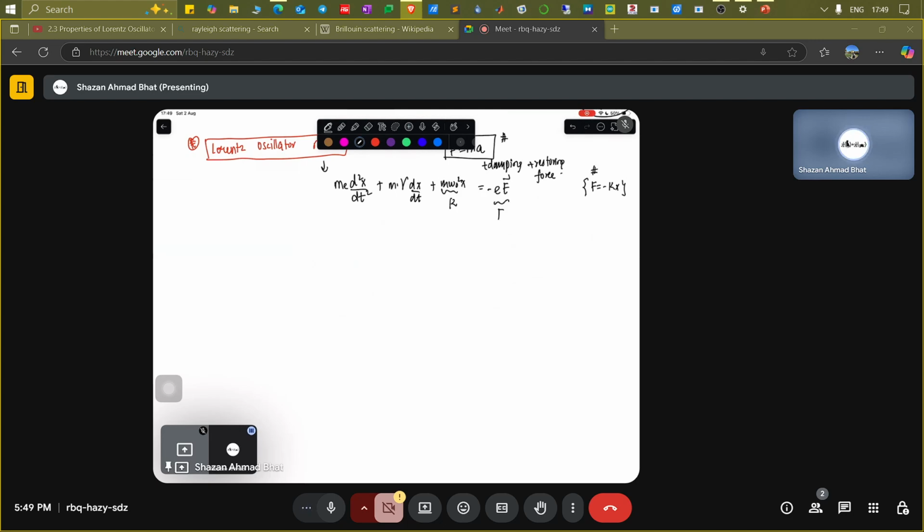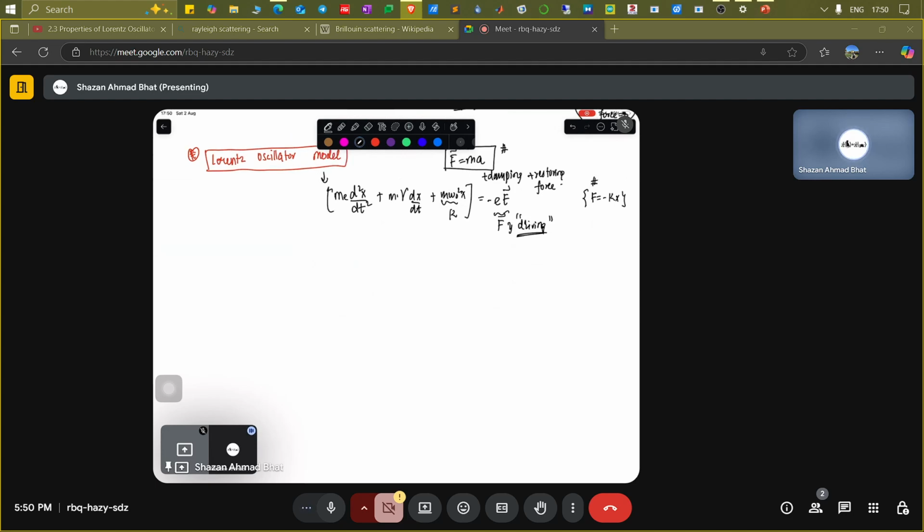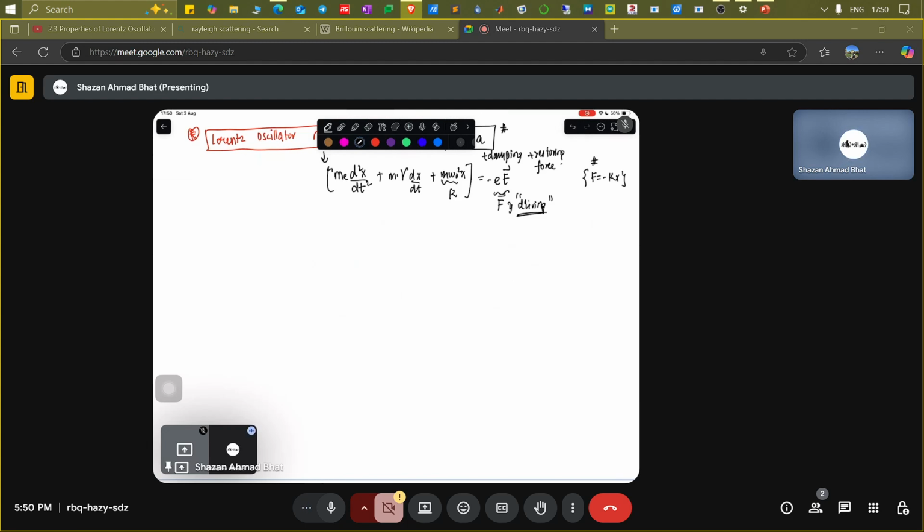This is equal to minus e times E, which is the driving force. There has to be something which is driving the system. So each of these terms is a force. This is the damping force. This is the restoring force. This is the mass times acceleration. This is the damping term, and this is the restoring term.